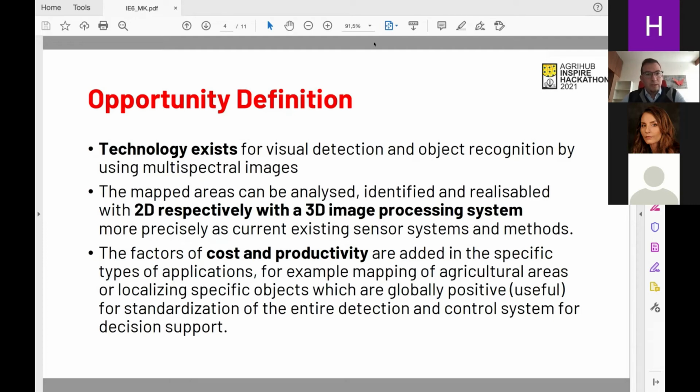We see that the cost and productivity of the specific applications, including agriculture, are getting higher as soon as these are used for specific applications, including the mapping of agricultural areas, specific objects, and their contribution to standardization of the detection and control systems for decision support.